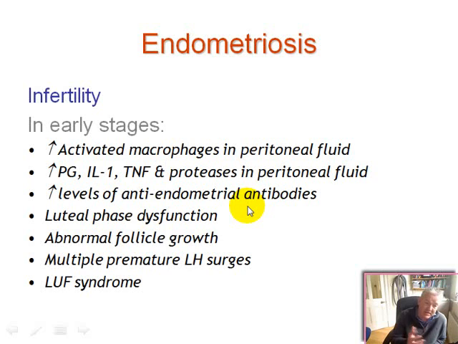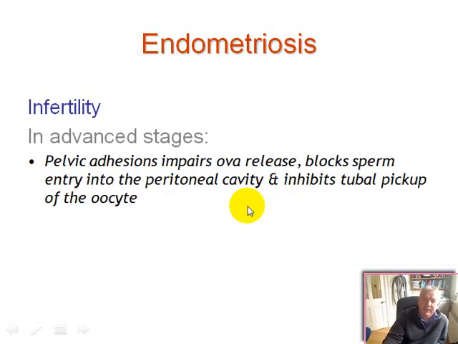There also seems to be luteal phase dysfunction, abnormal follicular growth, and premature LH surges, and I think all of these factors will lead to decreased oocyte function, decreased tubal function, and overall infertility. Then as the peritoneum becomes increasingly diseased, more and more pelvic adhesions form, and these provide a mechanical issue with respect to oocytes passing to the fallopian tubes and sperm mobilizing through the peritoneal tubes.